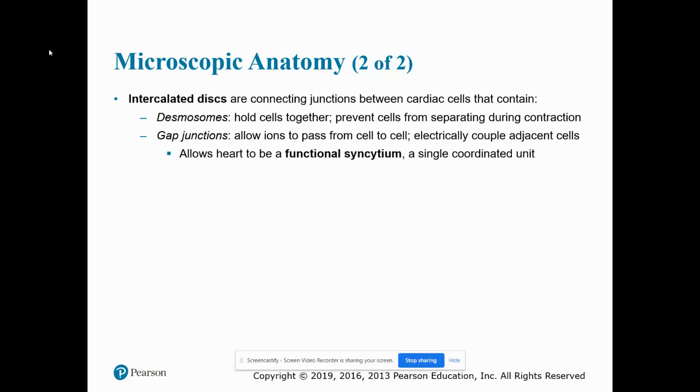And what this means is it's going to allow ions to go from one cell to another. And this is going to allow the heart to be a functional syncytium, which just means it's going to act as a single coordinated unit.